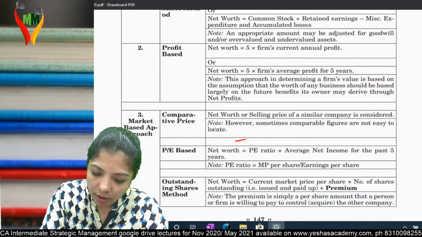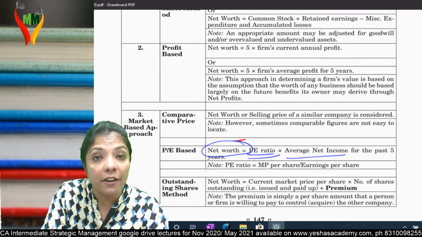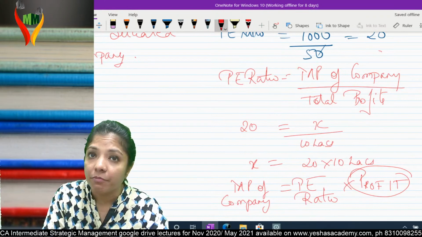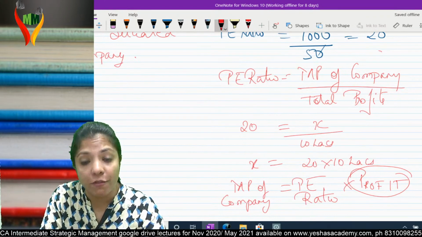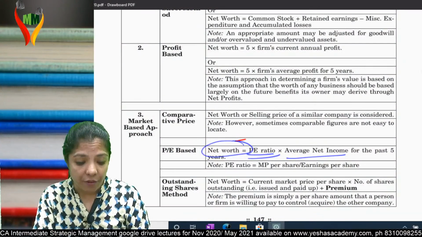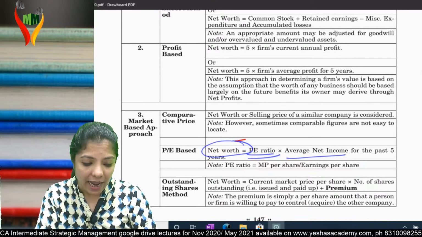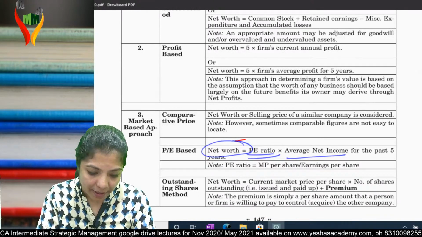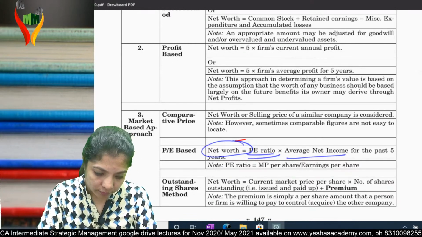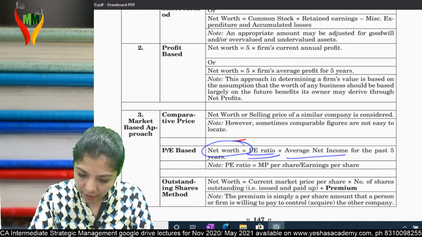If you see the formula, net worth is equal to PE ratio into profit. The only difference over here is we will take average profit of last 5 years, that is, average net income for last 5 years. Am I clear? We have derived the formula. Once you derive the formula, you will never forget. Am I clear? Can I go ahead?